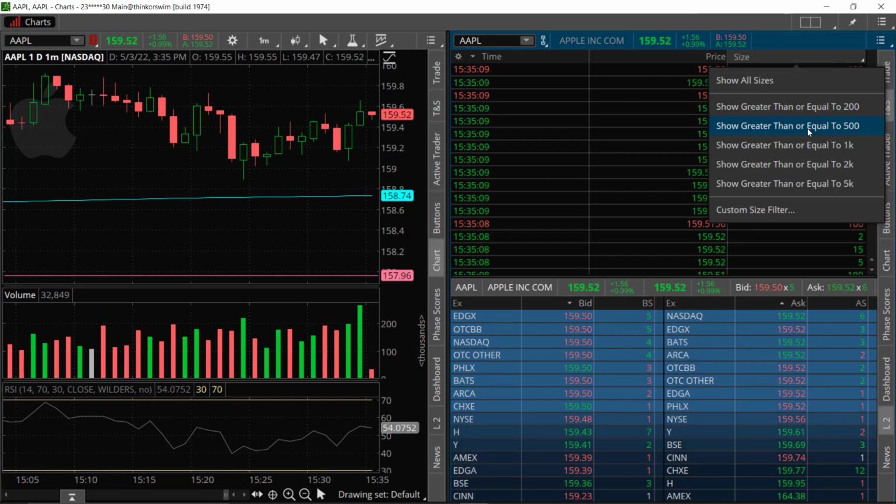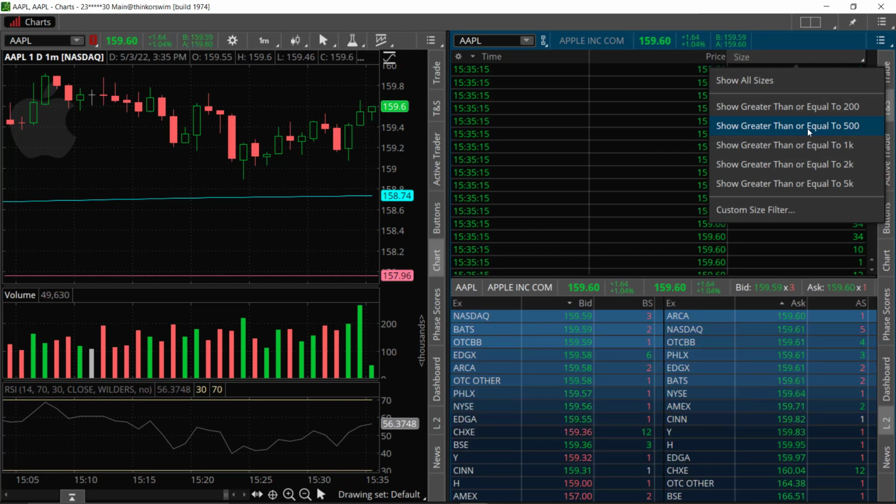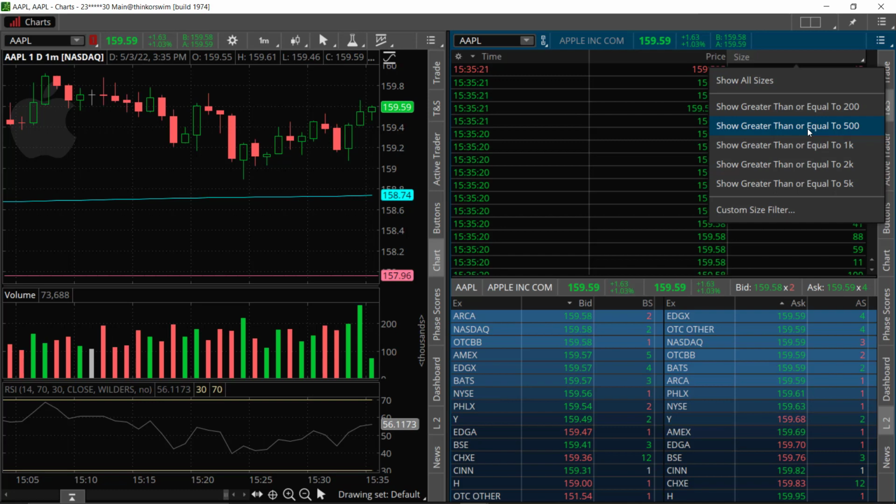This would be important to do because you don't want to see small size lots. You know, anybody can buy 100 shares of Apple, but not anybody can buy 1,000 shares of Apple, right? That'll help you eliminate the noise in your short-term scalping and your short-term trading.